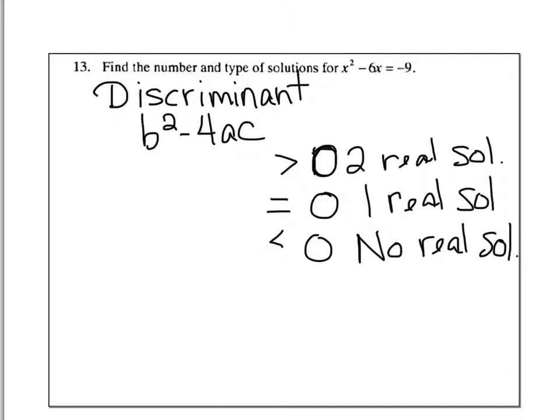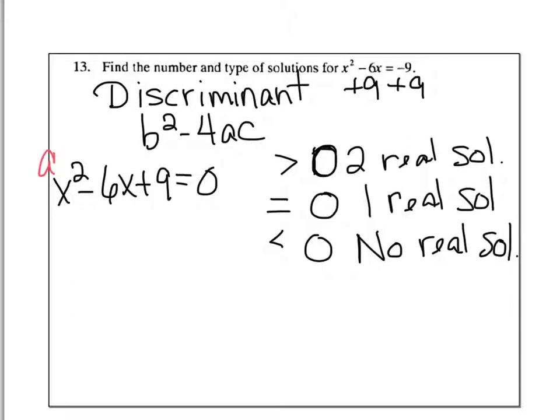So I look at my equation, nothing is equal to 0, so I need to move that -9. So I'm going to add 9 to both sides. So I have x squared minus 6x plus 9 is equal to 0. Well, for my discriminant, I need the letters a, b, and c. A would be attached to your x squared. B is attached to the x. And then c is the number all by itself, which in this case is the 9.